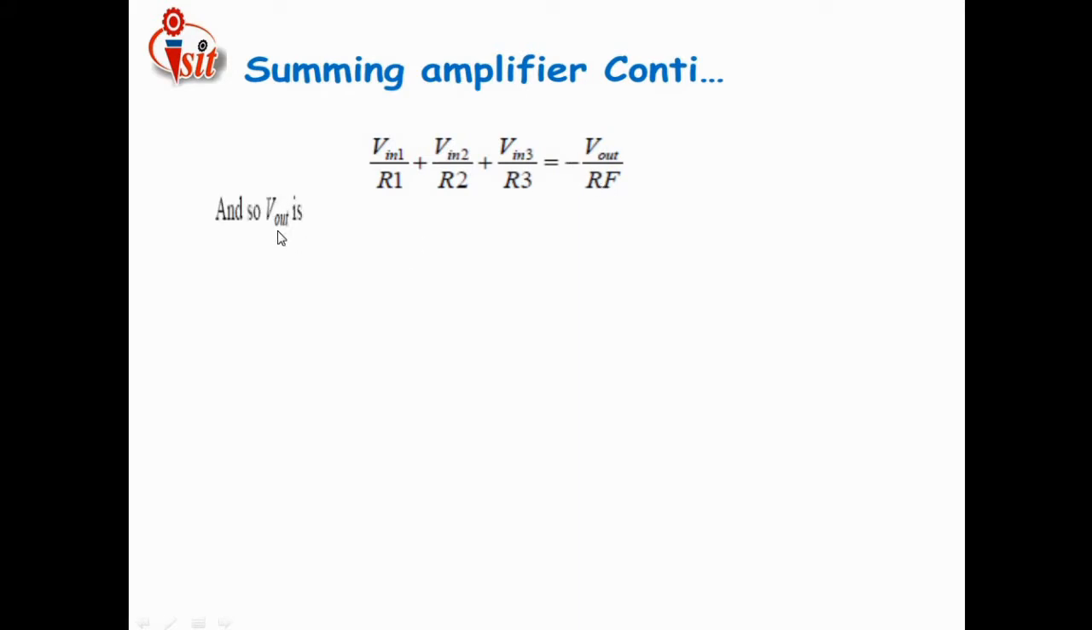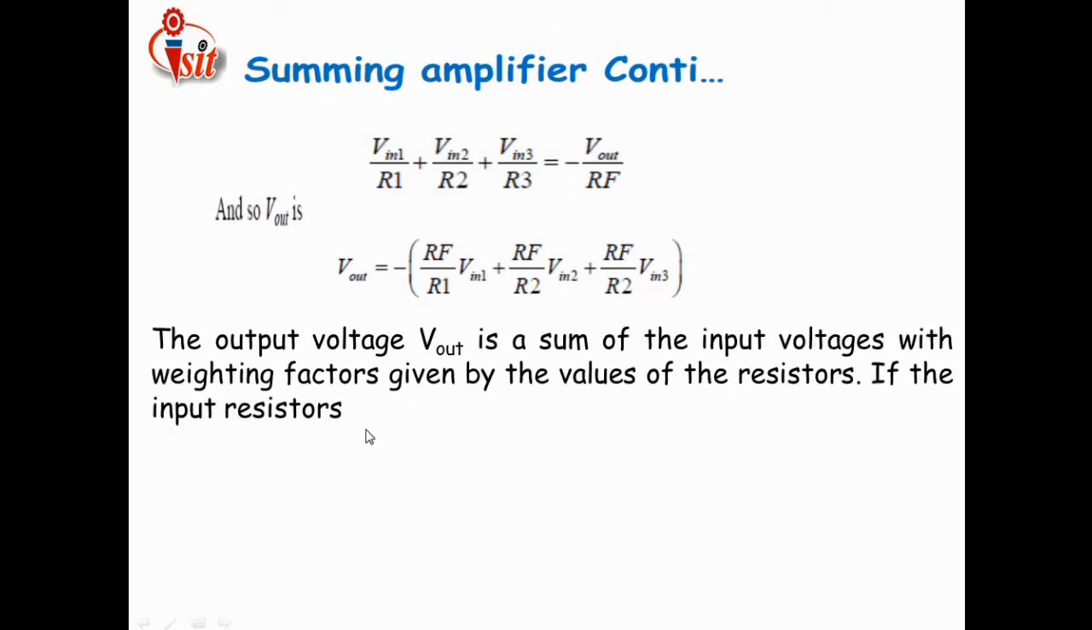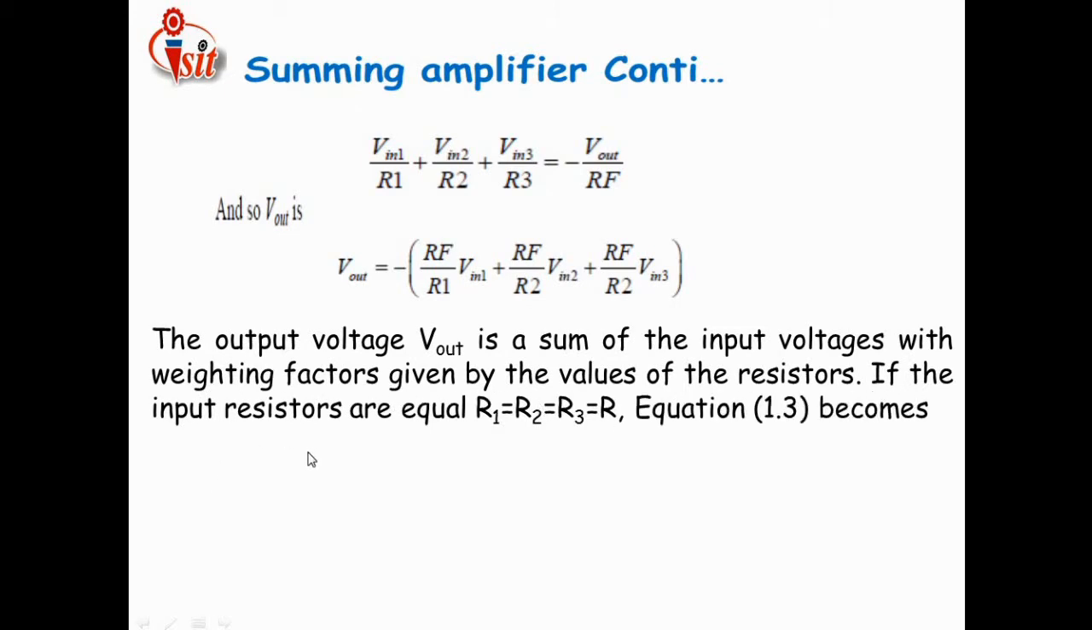Then what is the output V out? V out is equal to minus RF divided by R1 into V in 1, plus RF divided by R2 into V in 2, plus RF divided by R3 into V in 3. The output voltage V out is a sum of the input voltages with weighting factors given by the values of the resistors. If the input resistors are equal, that is R1 equal to R2 equal to R3 equal to R, then equation 1.3 becomes simpler, because every denominator is the same.